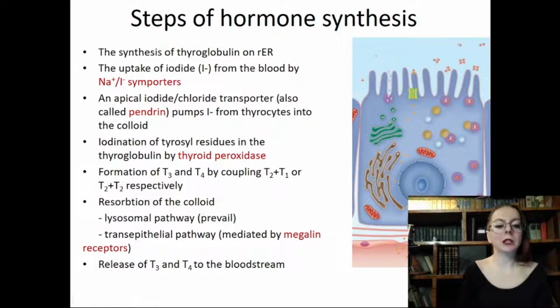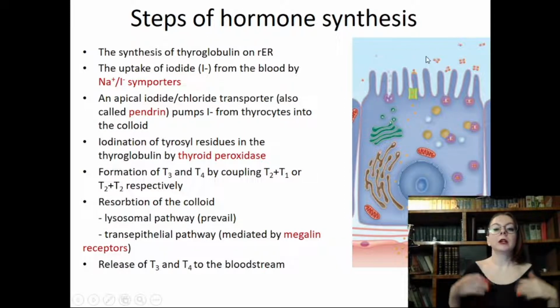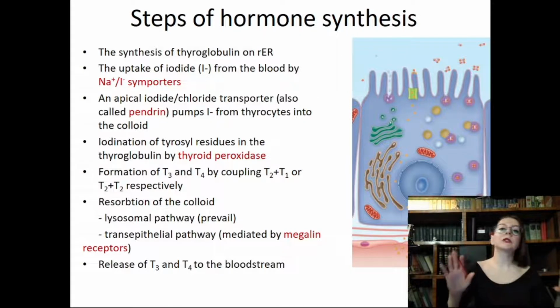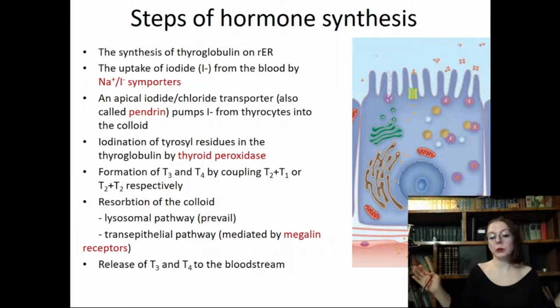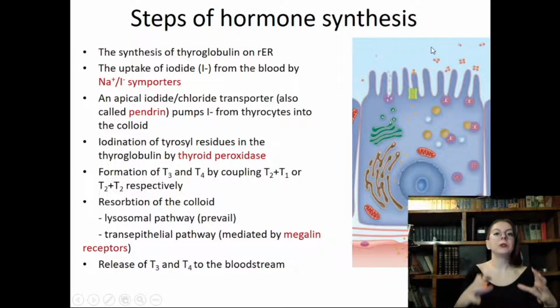Then, in this form, T3 and T4 are sequestered inside the colloid, so they are not active, because at this step T3 and T4 are incorporated in the polypeptide chain of thyroglobulin. And the thyroid is an unusual gland because it sequesters its hormones outside the cell. We can find granules with hormones inside other glands, but instead we see inactive hormone in the colloid.